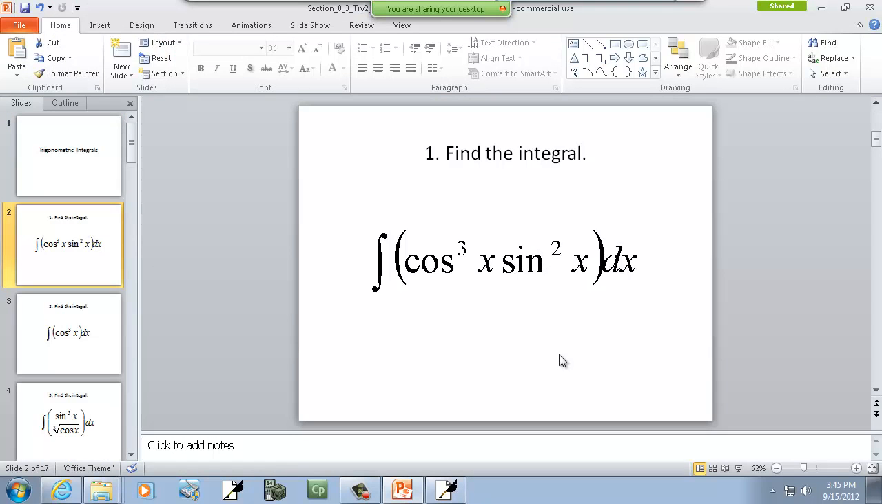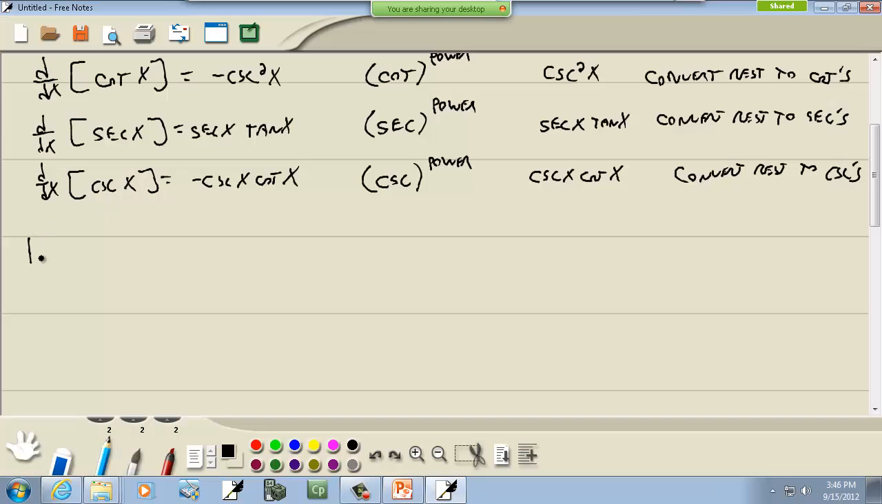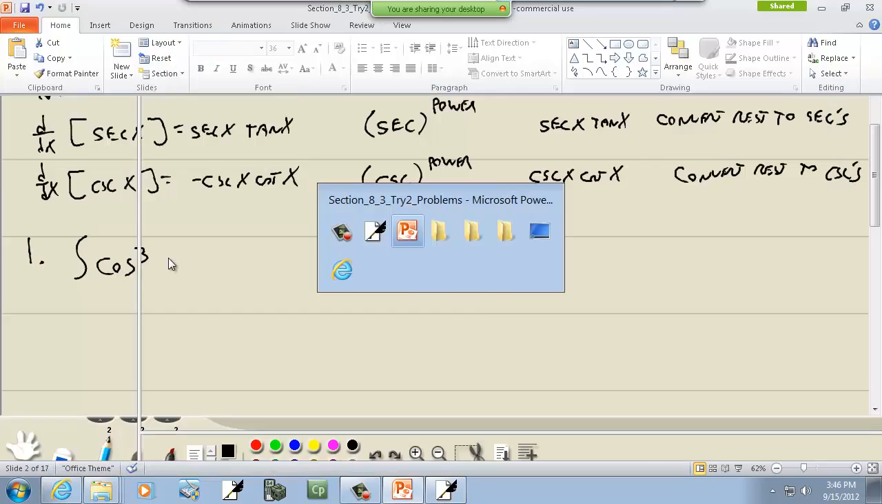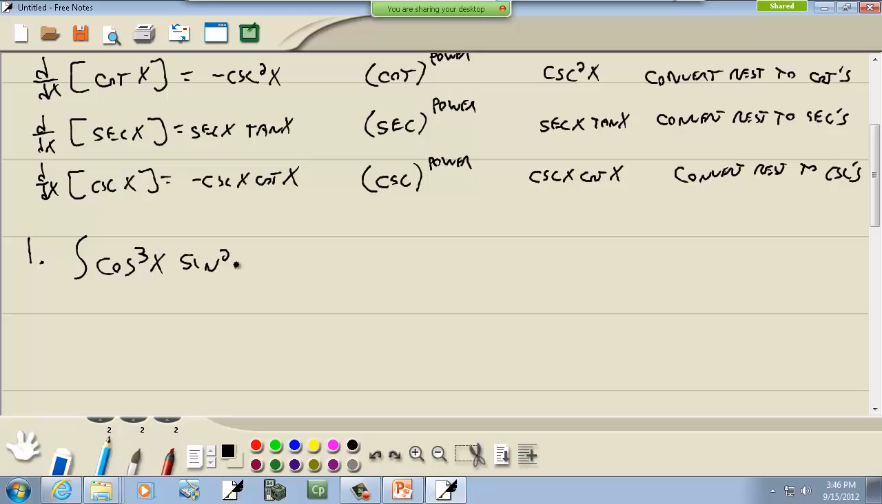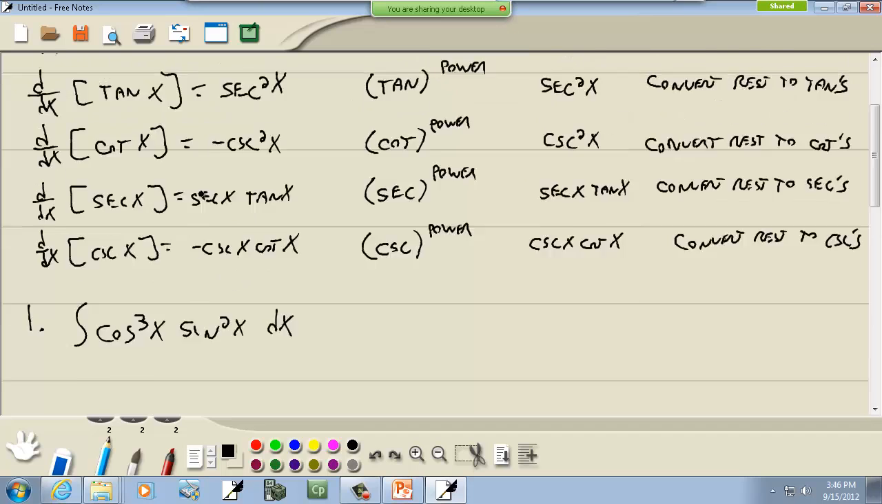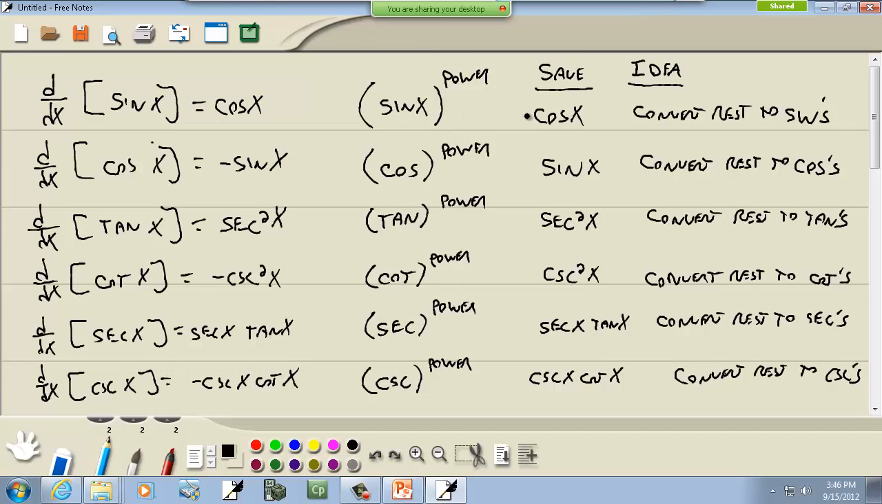Let's look at our first problem. We've got the integral of cosine of the third, sine squared x dx. Okay. We come up here. It's either going to be this first type or this second type. I guess I ought to put numbers on those. That might actually help. That's our first type, second type, third type, fourth type, fifth type, or sixth type.